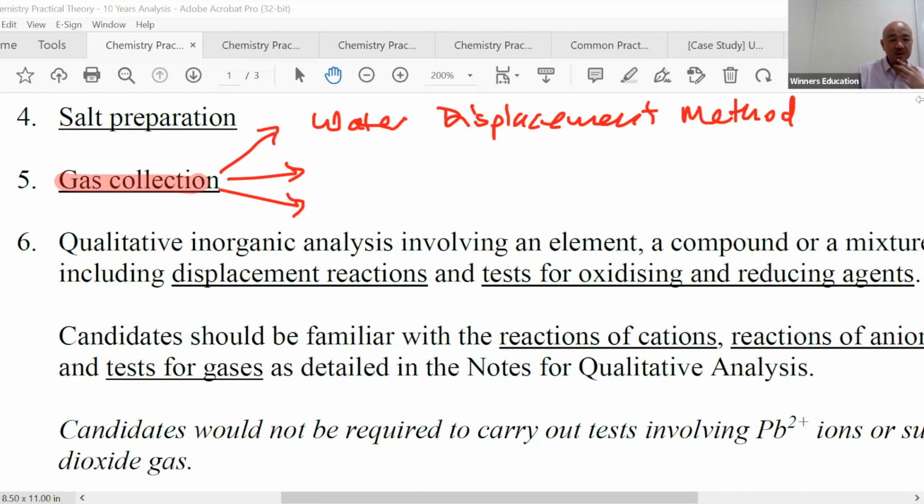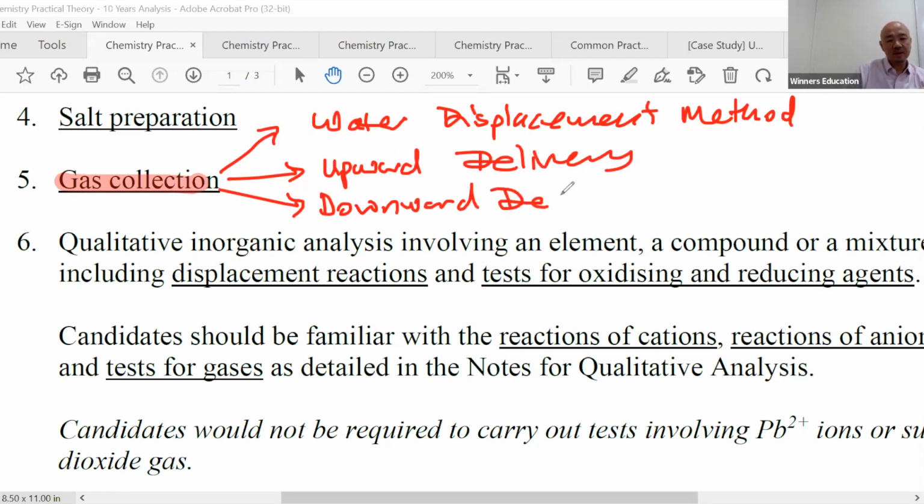Upward, downward. All right. What do we call them? Usually upward and downward delivery. Again, I follow what the syllabus calls it in the reference textbook. They normally call it delivery, but some schools call it other words, I believe. Okay. All right. Delivery. So these are the gas collection methods. Don't forget, there's one more way to collect the gas. Don't forget about this one, last one.